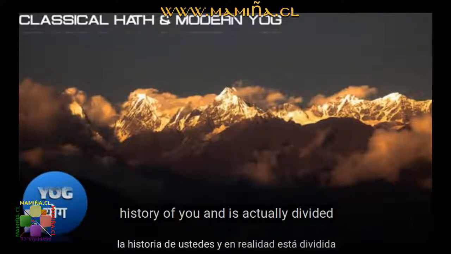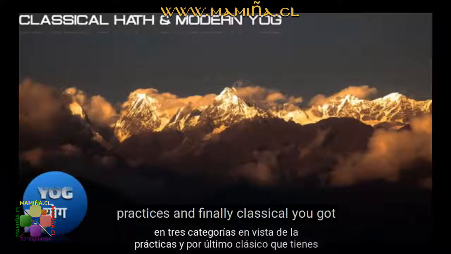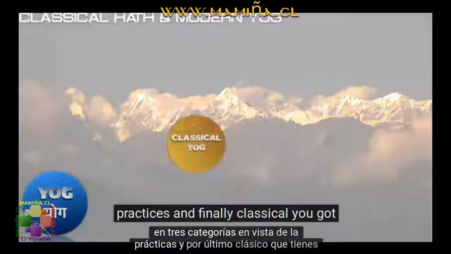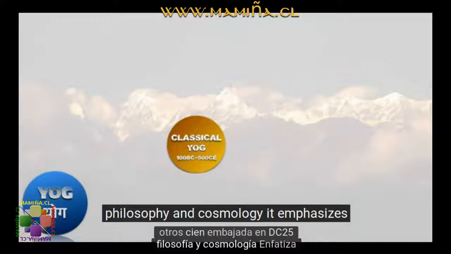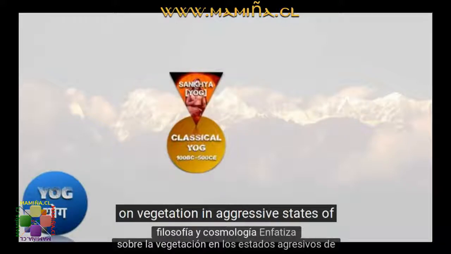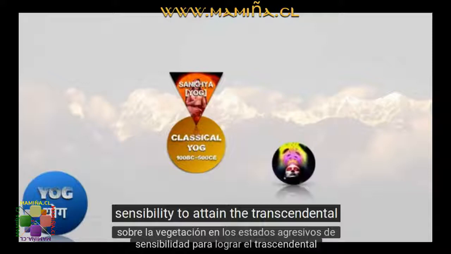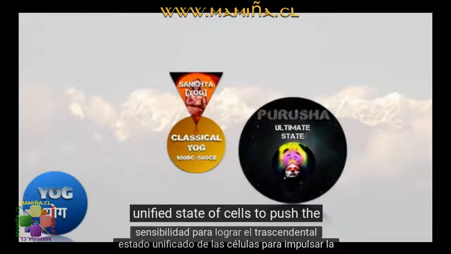History of yoga can be roughly divided into 3 categories in view of its practices and final goal. Classical yoga, prevalent around 100 BC to 500 CE, based on Sankhya philosophy and cosmology. It emphasizes meditation in progressive states of self-control to attain the transcendent, purified, ultimate state of self, the Purusha.